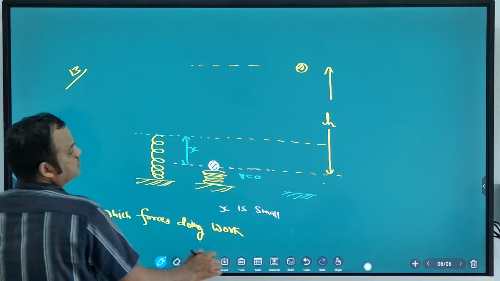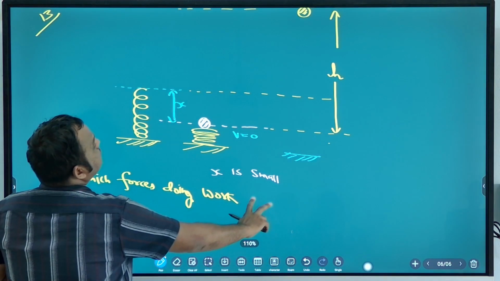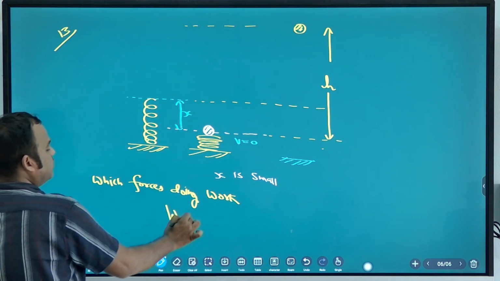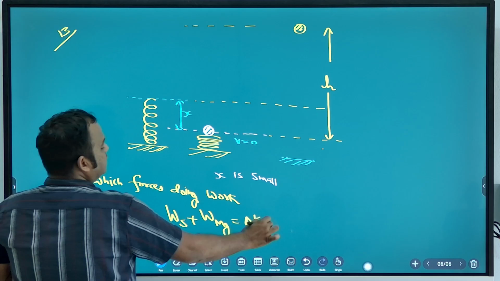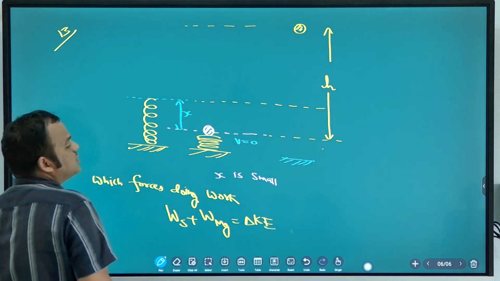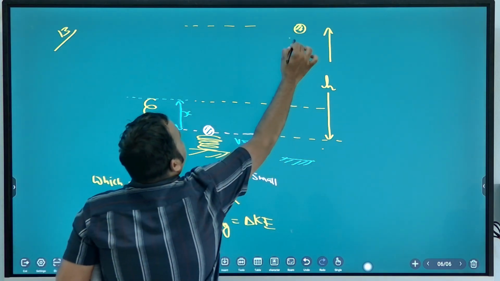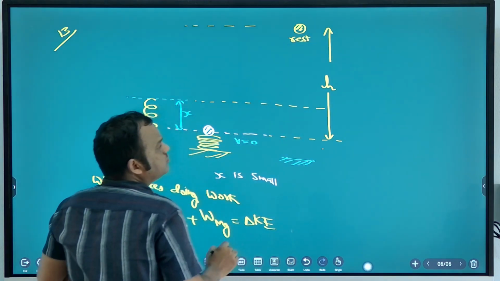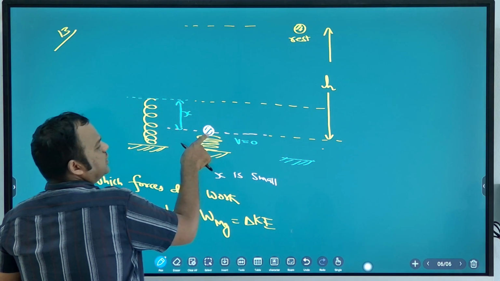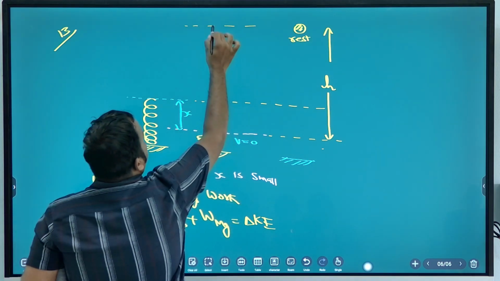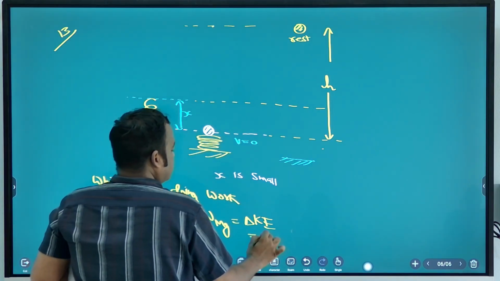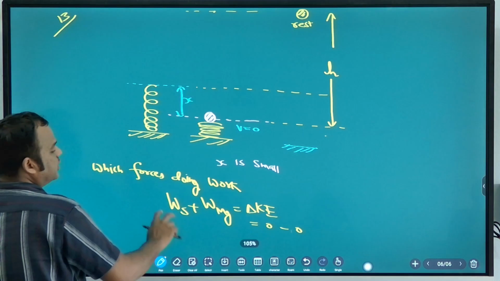So note down: work done by spring plus work done by mg is equal to change in kinetic energy. What is the final kinetic energy? At the topmost point, what is the kinetic energy? 0. What is the initial kinetic energy? 0. So 0 minus 0. Now what is the work done by spring?